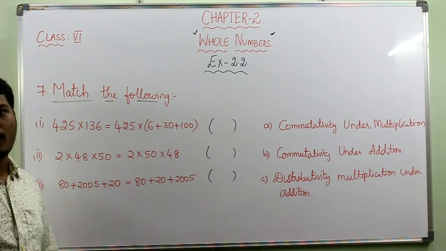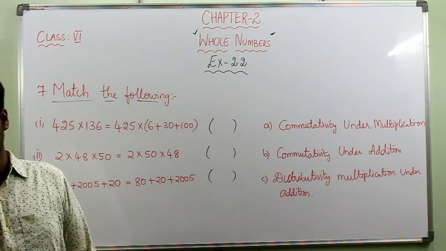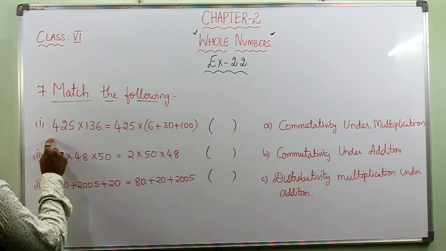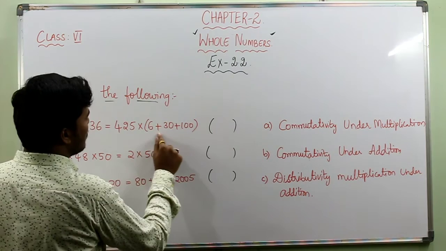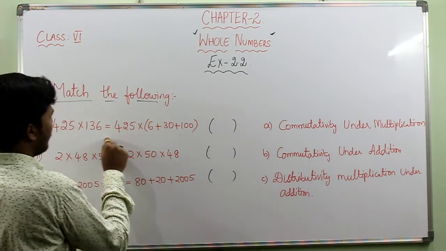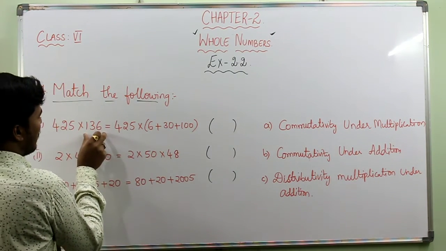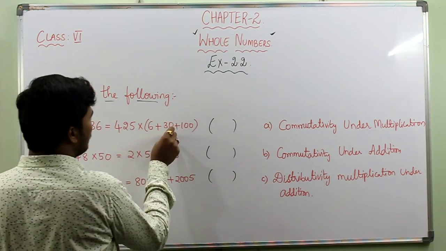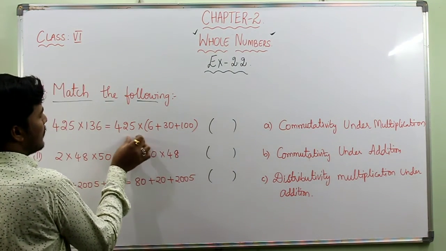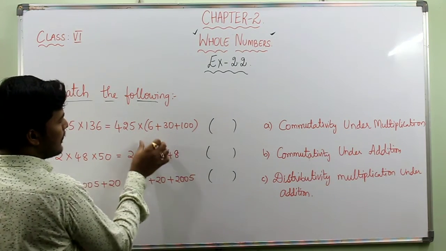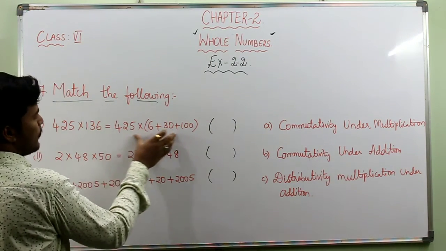Now the last problem of this exercise is match the following. So the first one is 425 into 136 is equal to 425 into 6 plus 30 plus 100. So here we can see that this 136 has been split into 6 plus 30 plus 100. So again there is a multiplication outside. So this is very clearly a distributive property.